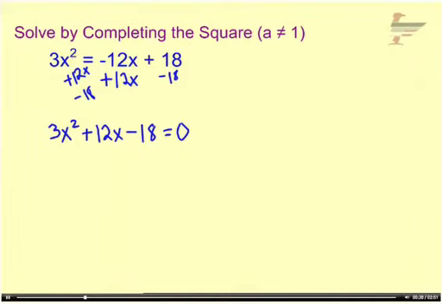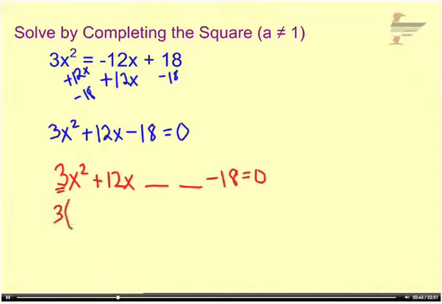First step is our two spaces. So 3x squared plus 12x, space, space, here's our minus 18 equals 0. With a value in front of our x squared, we want to factor out that 3. We're just factoring it out of our first two terms, so we're left with 3 and then x squared plus 4x, space, space, minus 18 equals 0.